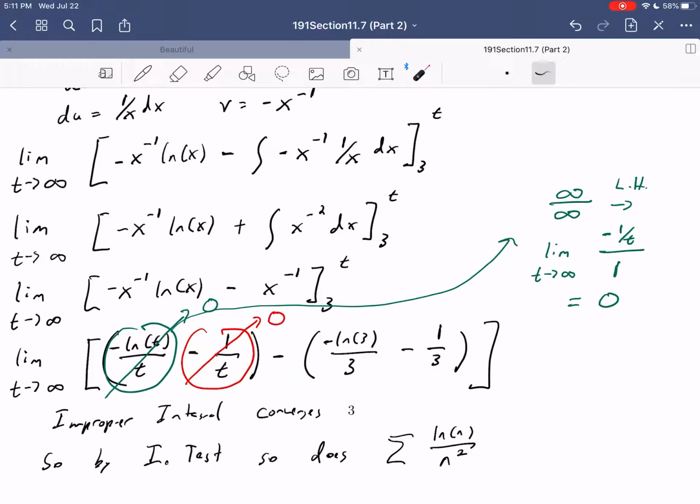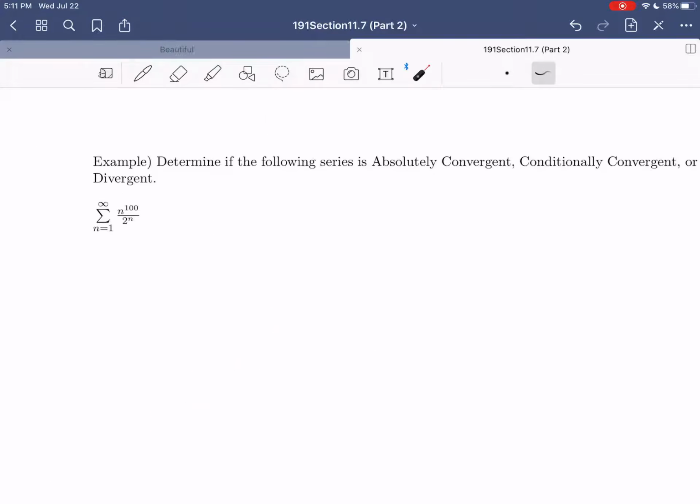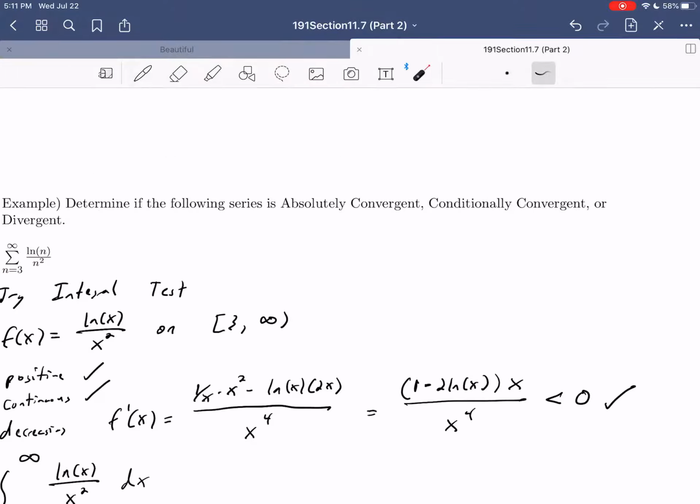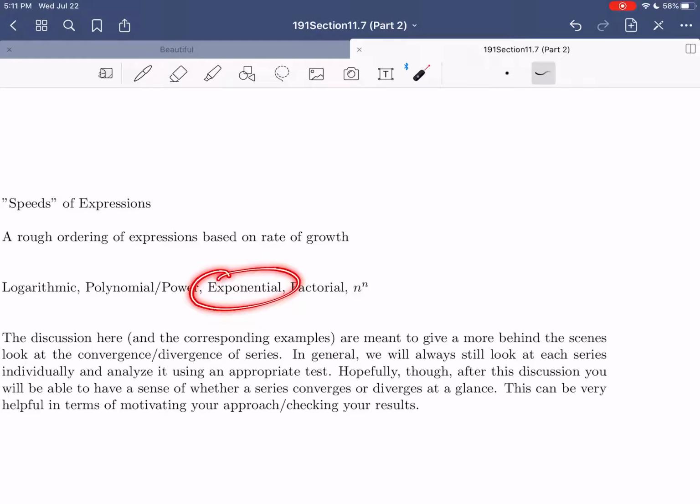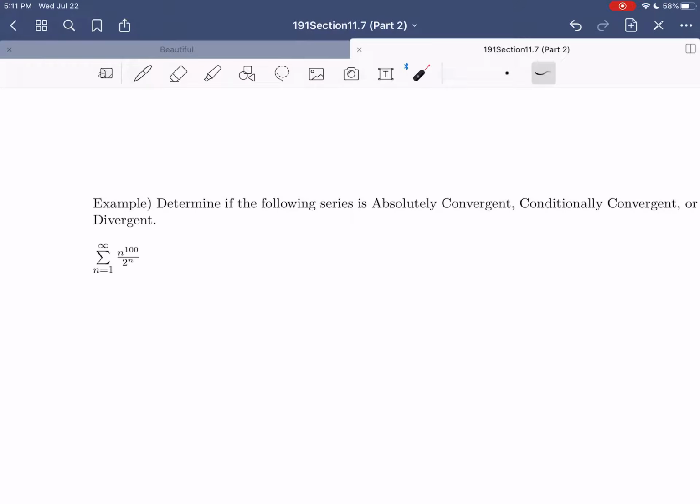Okay, let's go ahead and try another one. So now what I'm going to do is put my polynomial in the numerator, and I'm going to make it ridiculous, n to the 100, but I'm going to put an exponential term in the denominator. Now, if we go back and look here, exponentials are supposed to be a level faster than polynomials. So once again, what we anticipate is that even though the numerator is going to get massive quickly, in the long run, the exponential should be dominant. And the exponential, since it's in the denominator, is going to cause this to converge.